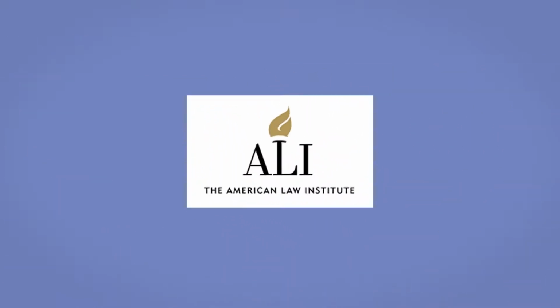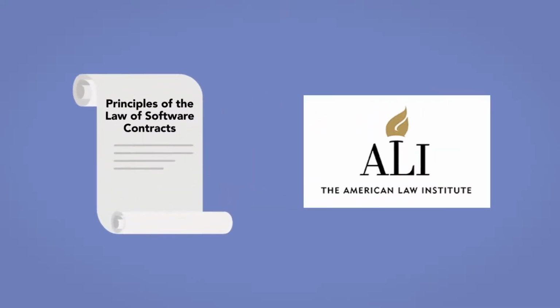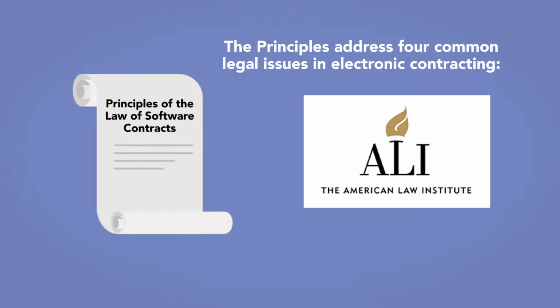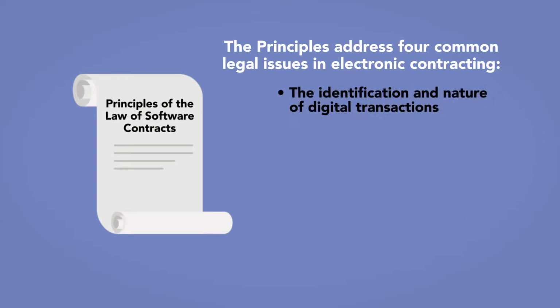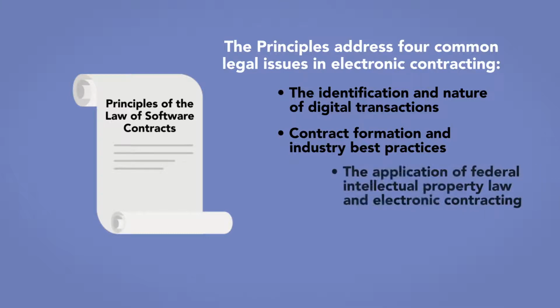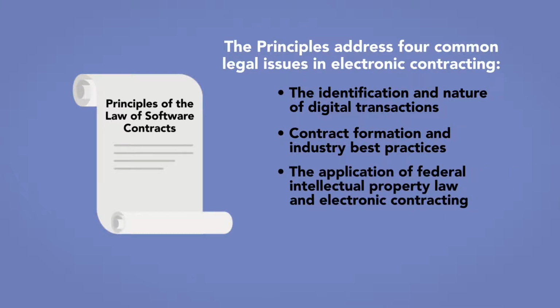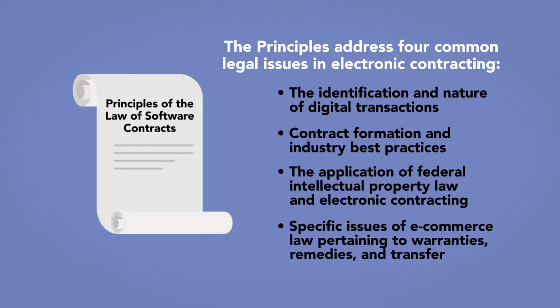In response to these concerns, the American Law Institute drafted its own model law, the Principles of the Law of Software Contracts. The principles address four common legal issues in electronic contracting: the identification and nature of digital transactions, contract formation and industry best practices, the application of federal intellectual property law and electronic contracting, and specific issues of e-commerce law pertaining to warranties, remedies, and transfer.